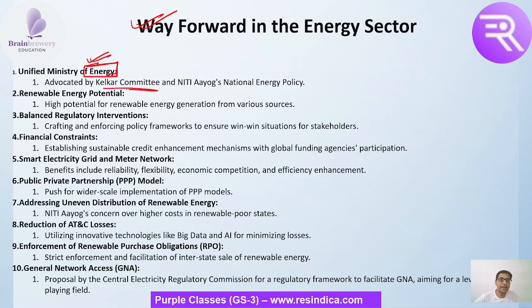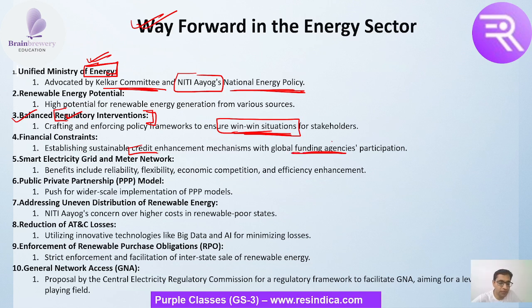So the Kelkar committee of NITI Aayog has said that we should have a national energy policy that has to be intact. Okay, and we have to find out what the renewable energy potential is and how much we can exploit that. Then balanced regulatory intervention. Unnecessary regulatory intervention should not be there. Regulatory intervention should happen in such a way that it creates a win-win situation for both parties, consumers and sellers. Okay, then financial constraint. Credit enhancement mechanisms and global funding agencies have to chip in in order to find financial resources.